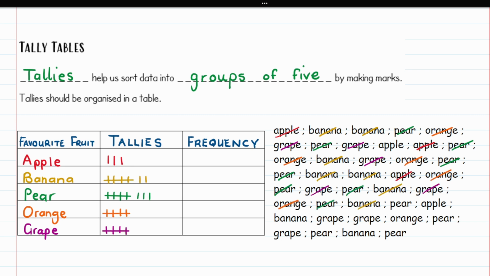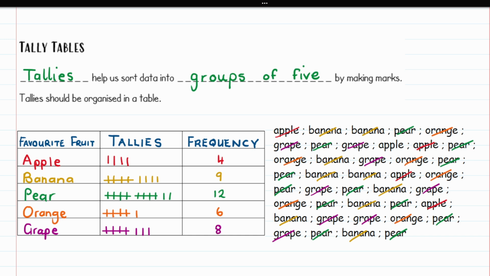Now that I've completed all of my tallies, I can add them together to find my frequency. For apples, there are only 4 tally marks, so my frequency is 4. For bananas, I have a group of 5 and a group of 4, which means that I've got 9 altogether. For pears, I've got 5 plus 2, which is 12. Oranges, I have 6, and grapes, I have 8.